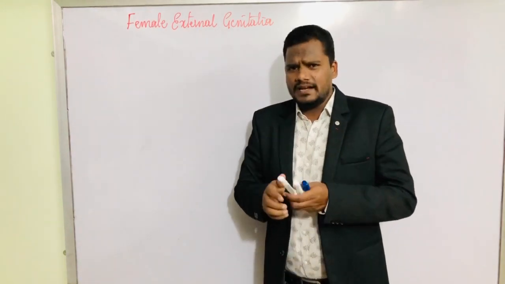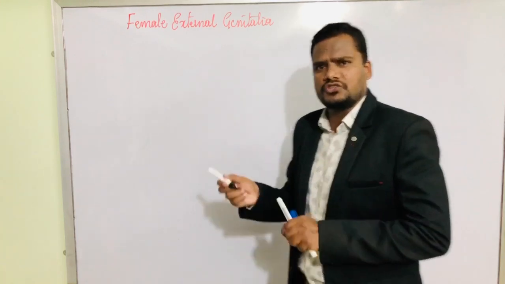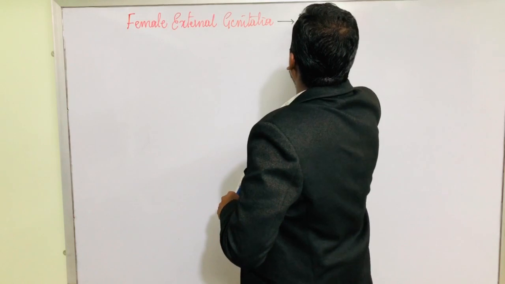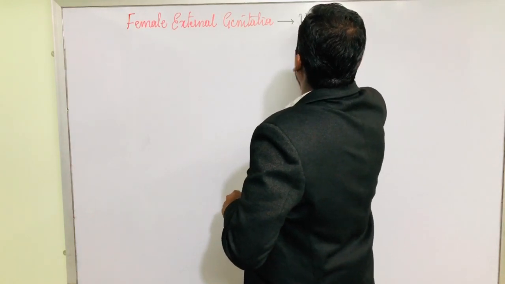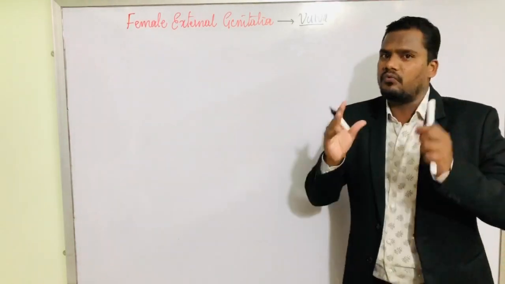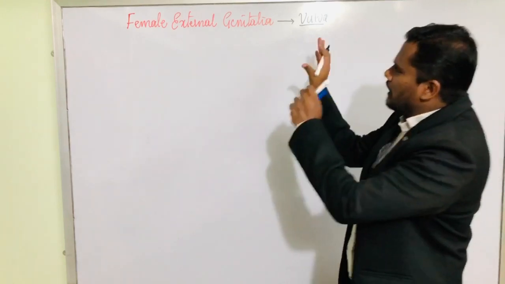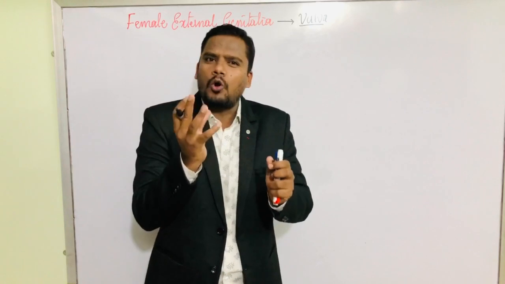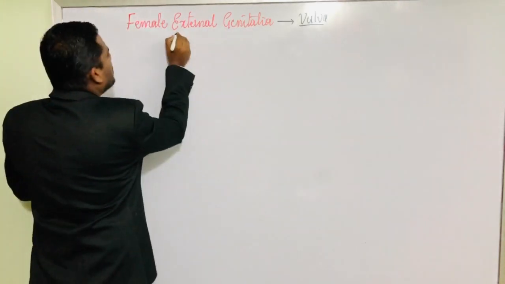The external genitalia of a female reproductive system is simply called the vulva. It is called vulva, V-U-L-V-A. Now this vulva, or female external genitalia, is present at the groin region.